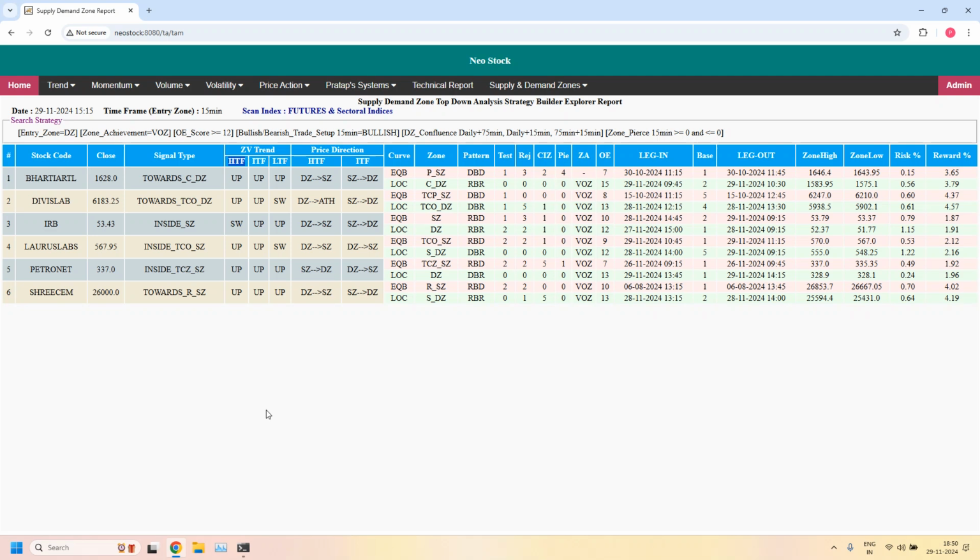So the remaining 5 stocks, if the daily demand zone is having daily EMA confluence, are even more high probability trade setup supported stocks. Let's verify.